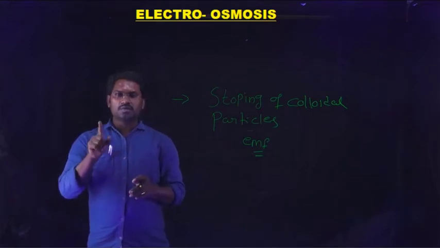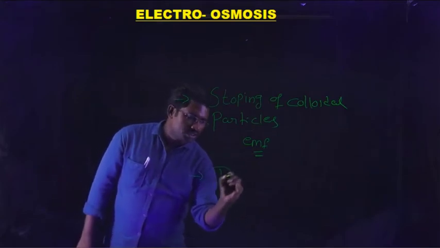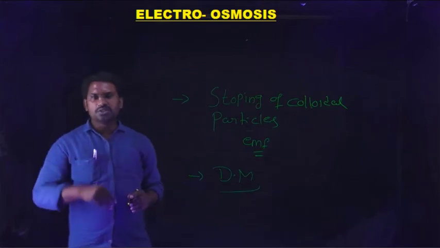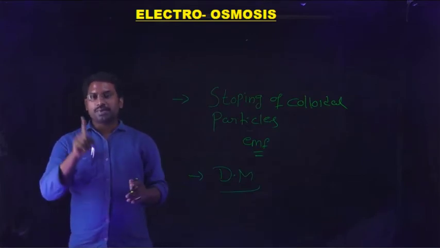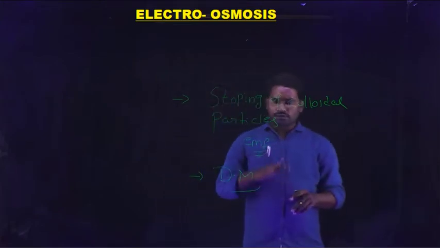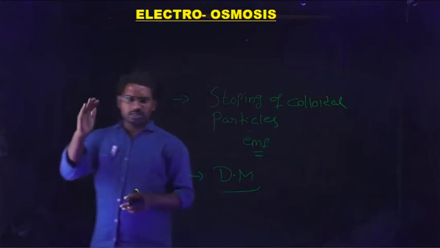Here, in place of the particles of the colloidal solution, the dispersion medium of that colloidal solution moves towards the oppositely charged electrode. That is the main difference between electrophoresis and electroosmosis. The phenomenon is the same and the instrumentation is the same, but in electrophoresis there is no diaphragm.